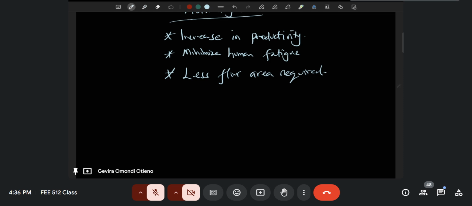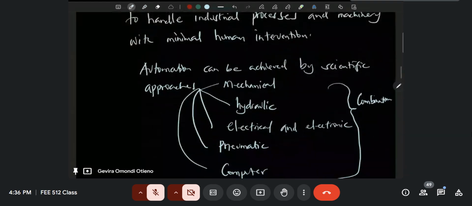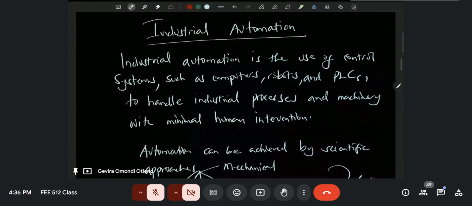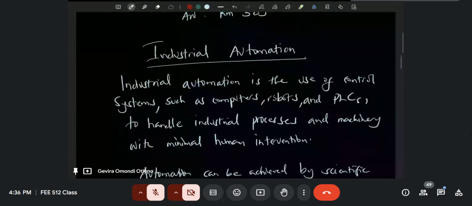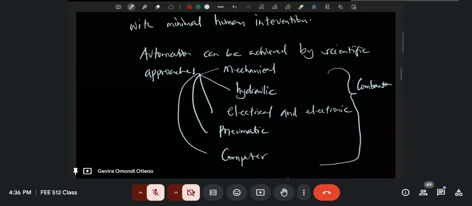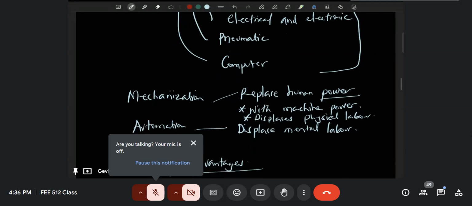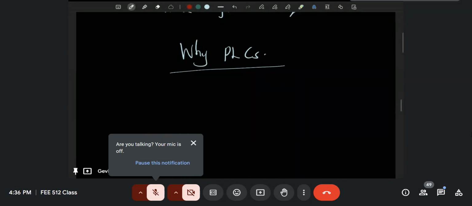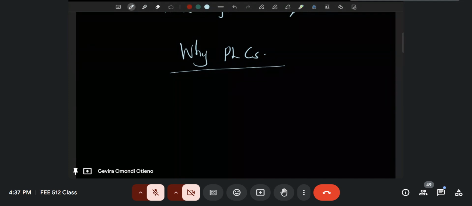But again, the biggest question would be, why PLCs? We have said the reason why we need automation is to achieve three key things. Automation helps us to achieve, like I said, smart systems, faster systems, and more efficient systems. But why specifically PLCs? Are there not other control techniques that we can use to achieve automation? Why do we pick PLCs? So we've agreed that at the heart of industrial automation are PLCs.